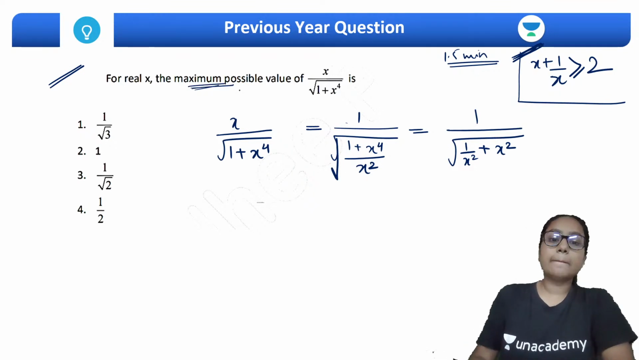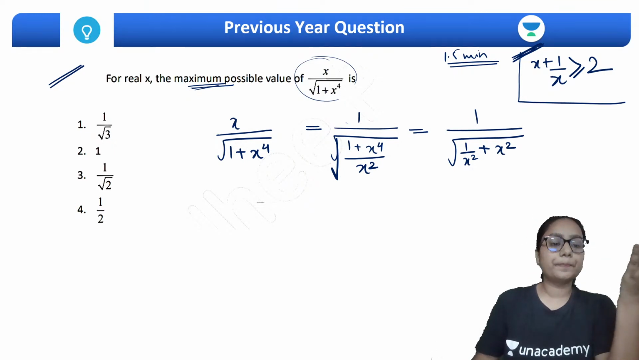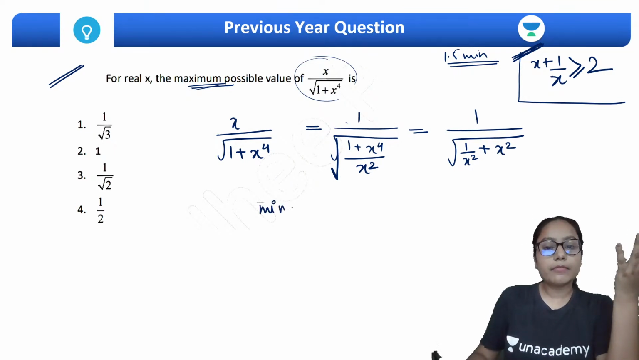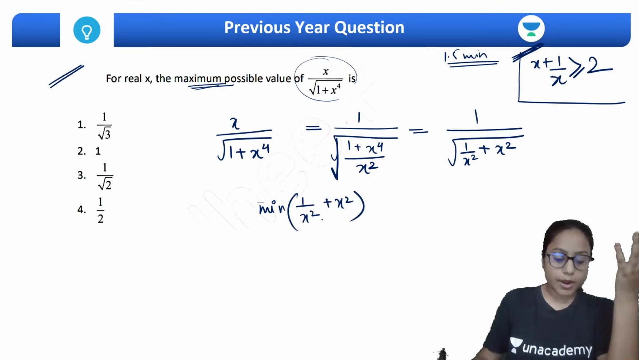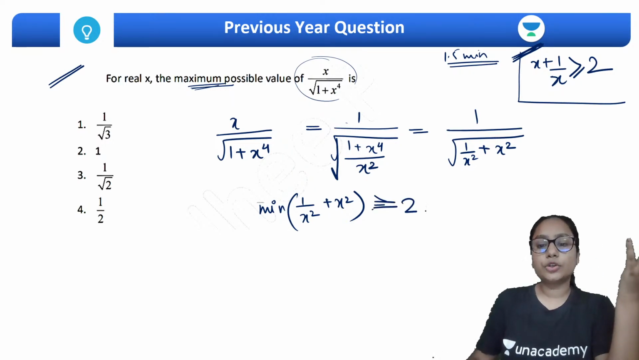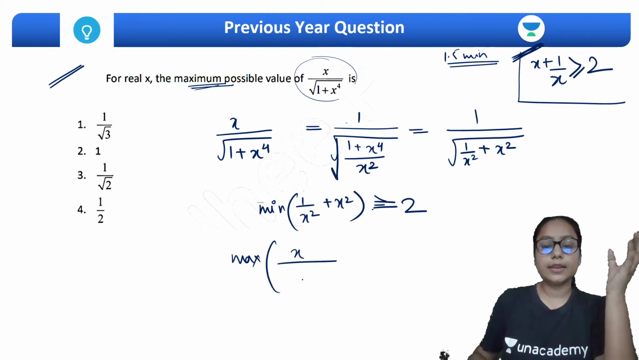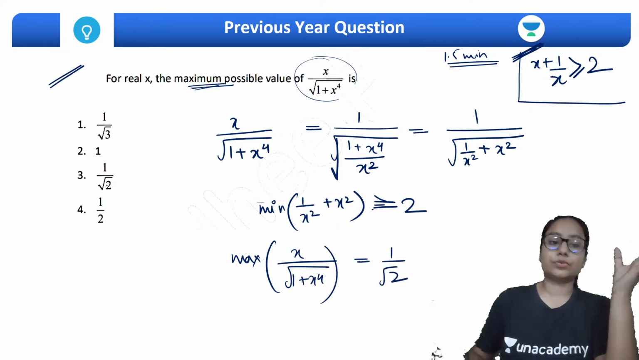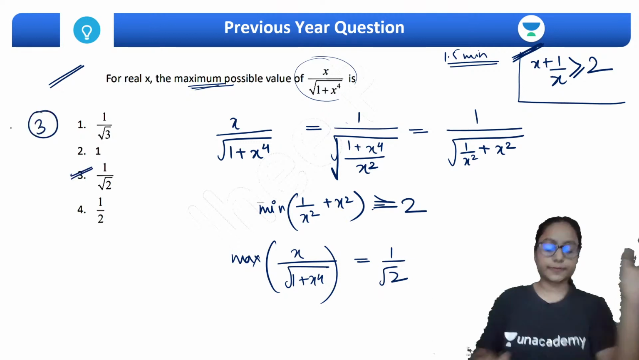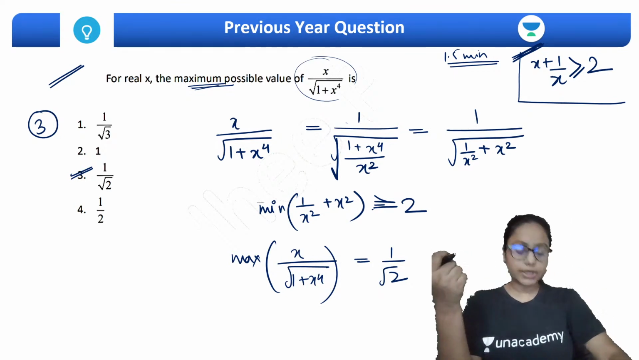Since I have to find the maximum value of this expression, I will try to make the denominator minimum. So what is the minimum value of 1 upon x square plus x square? It will be equal to 2. So what is the maximum value of x upon under root 1 plus x raised to the power 4? It will be 1 upon root 2. So option 3 is the right answer. Yes, Kashish, Anuj, right answers. I hope this question is clear, all of you.